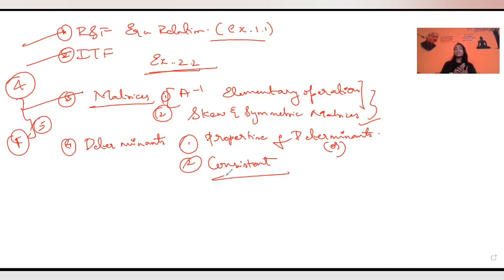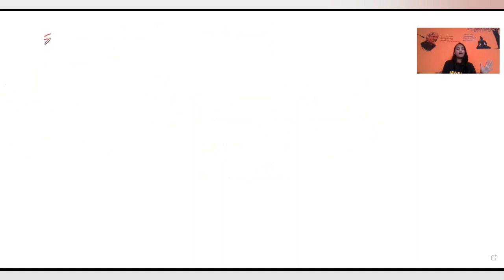So totally, from relations and functions, inverse trigonometric functions, matrices and determinants, we can attend 5 questions. Very simple, is it not? So we have attended already 5 questions. So let's go for the next chapter, which is differentiation. Is it not?